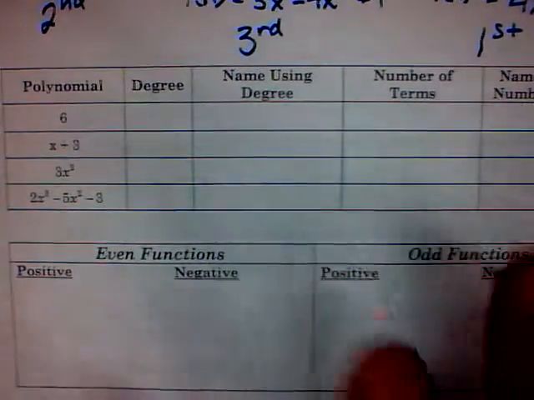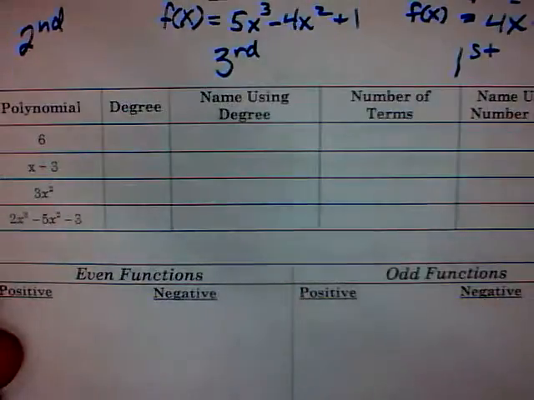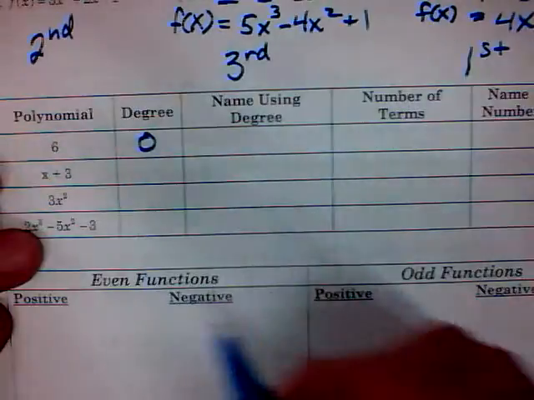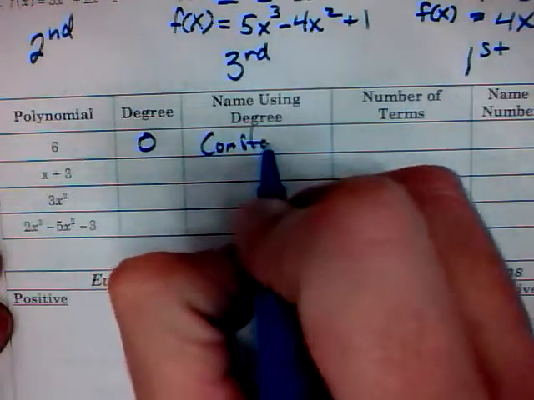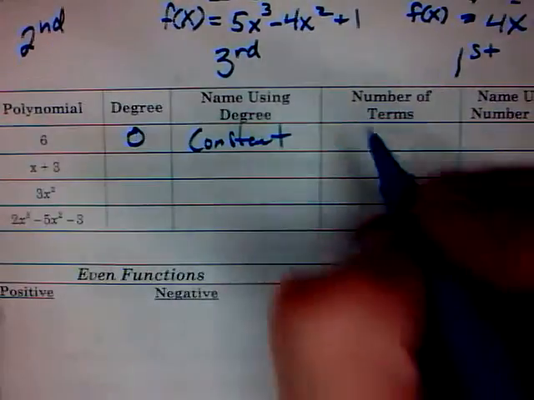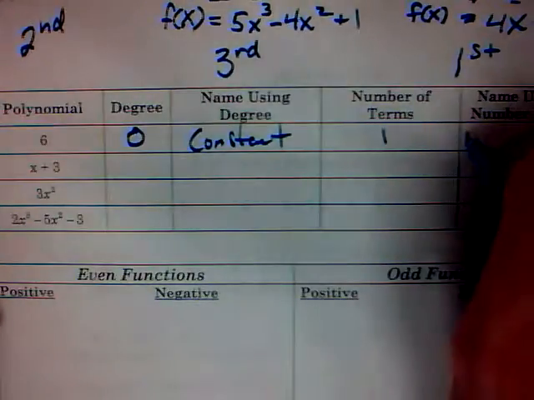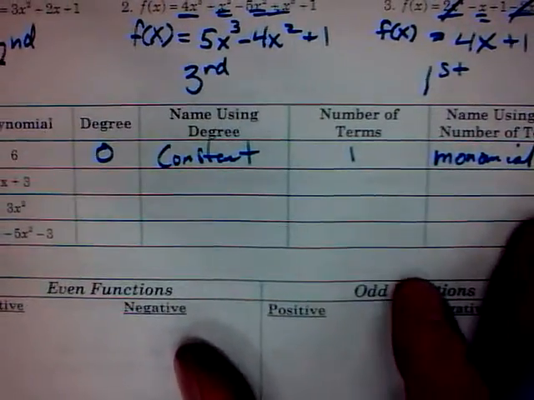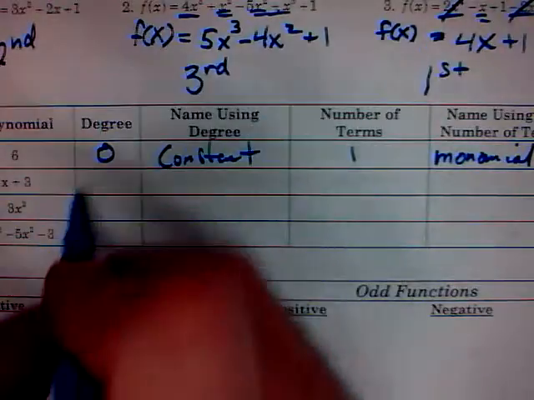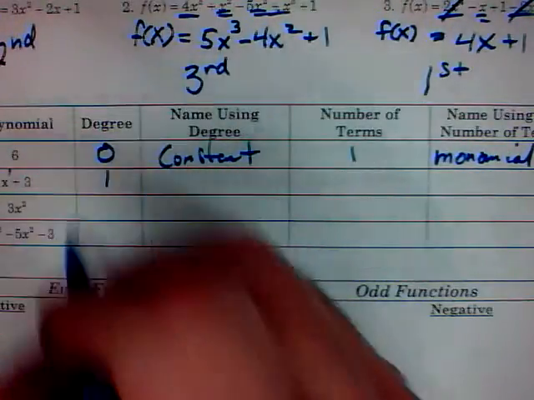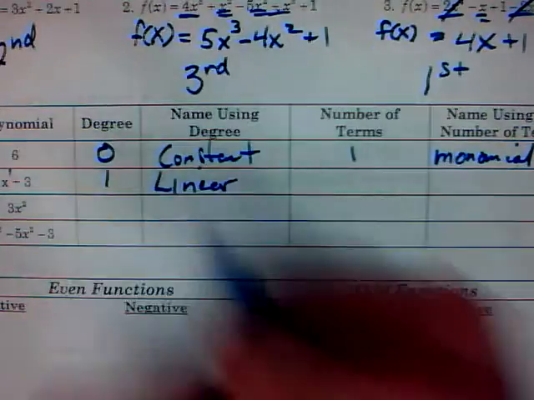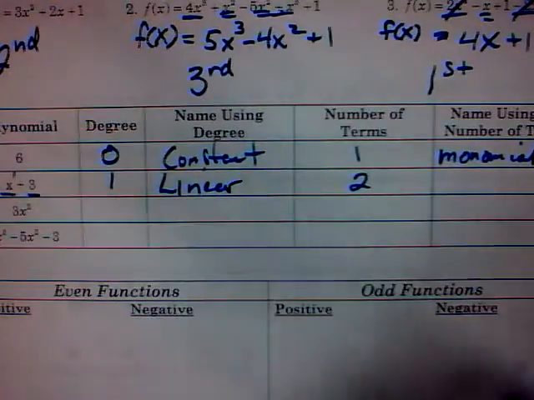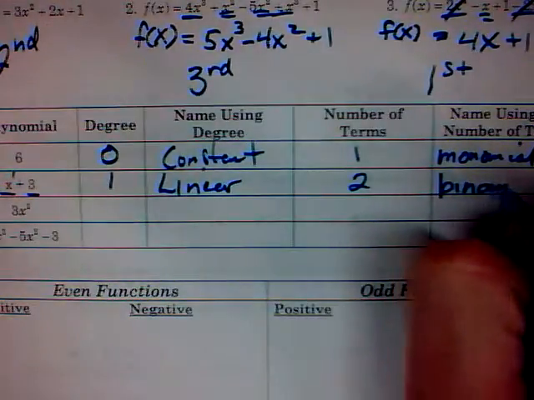On the bottom here, if we just go through and name these, if your polynomial was just a 6, that would be the 0 degree. That would be called a constant. Number of terms here is there's just one term, so this is called a monomial. Okay, that's called a monomial. The x plus 3, since the highest power is 1, that's a first degree. This is called linear. Number of terms here would be 2. We've got 2 terms here, x plus 2, and that's called a binomial.